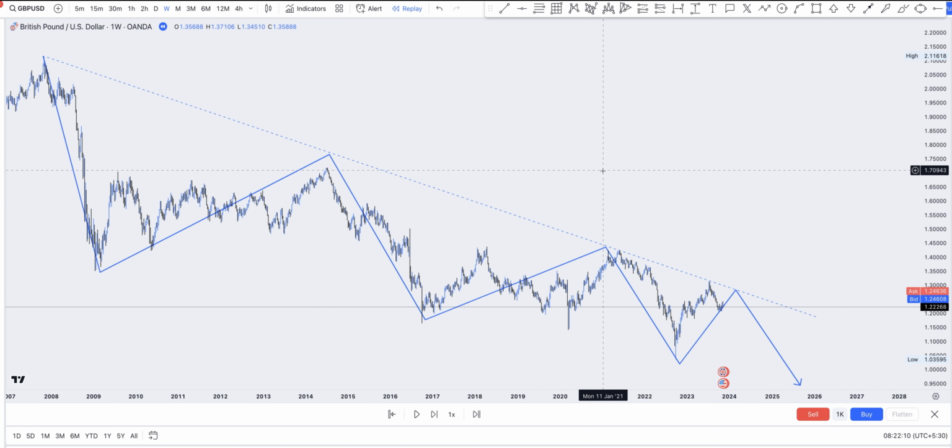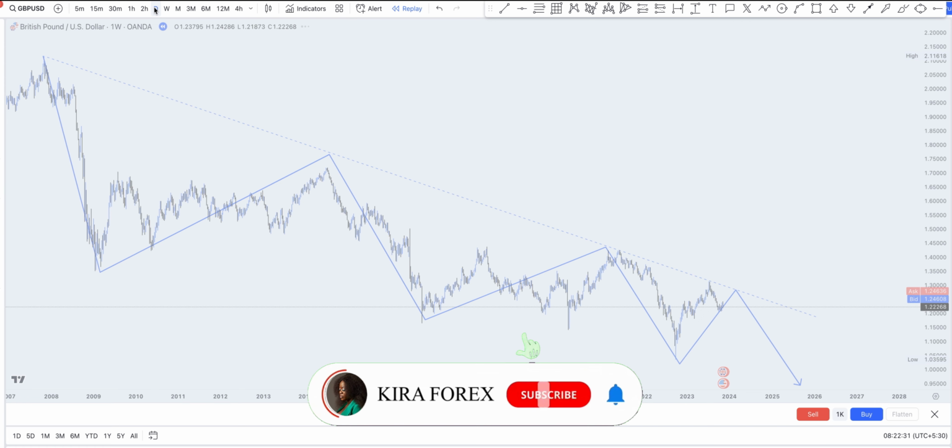So when I move to daily, then I move to the 4-hour. The reason why I always choose the 4-hour is because the 4-hour is not a higher time frame, and it's also not a lower time frame. It gives you a clear direction of what the market is saying. But then before we move to the 4-hour time frame, let's move to the daily time frame and also see what we have around that time frame.